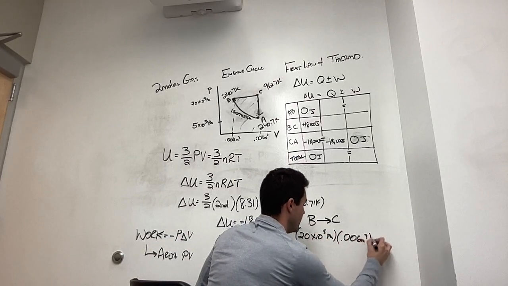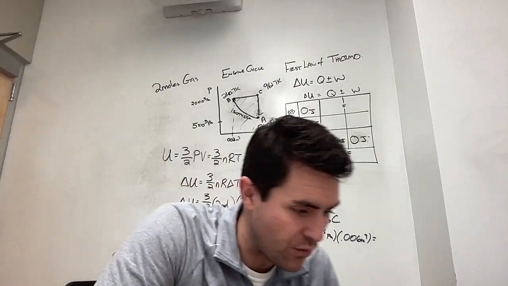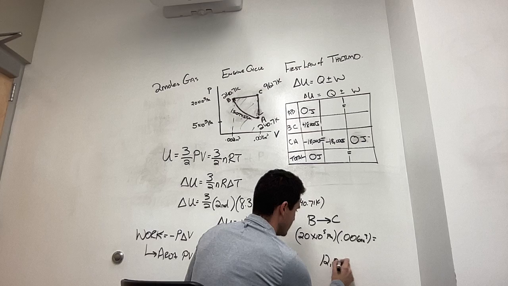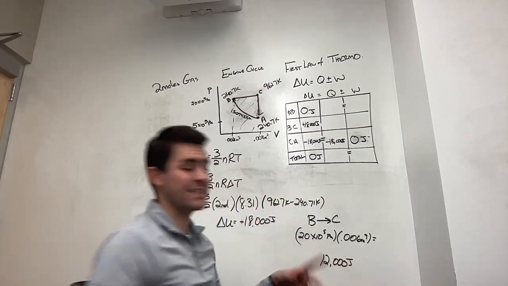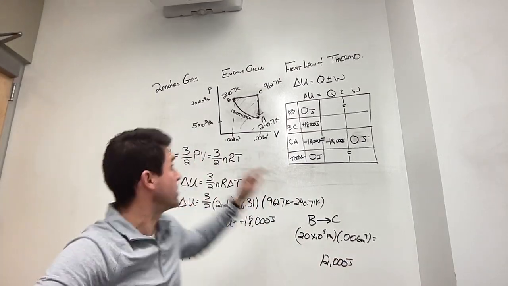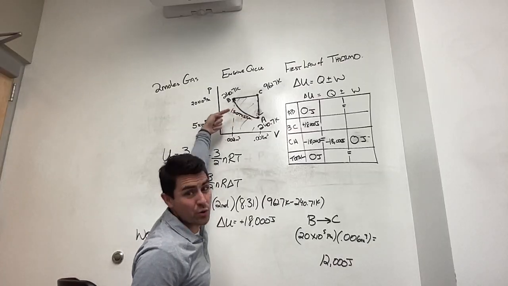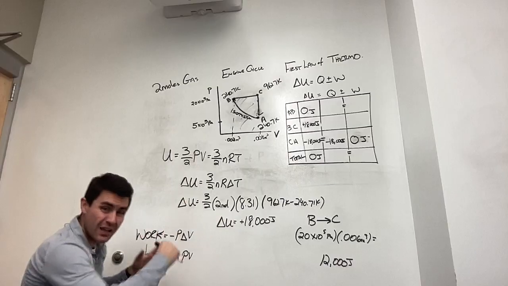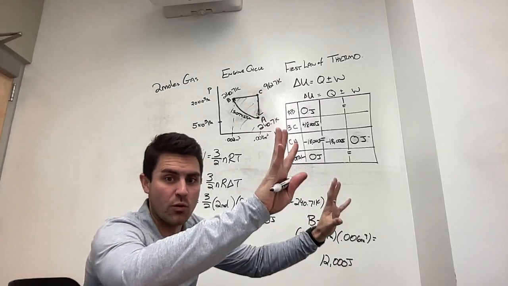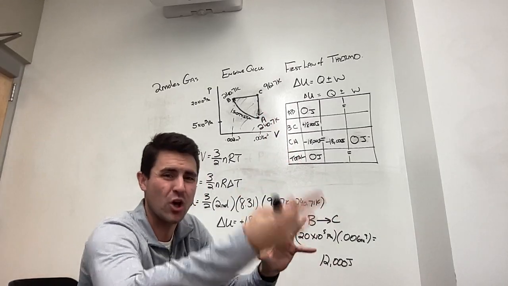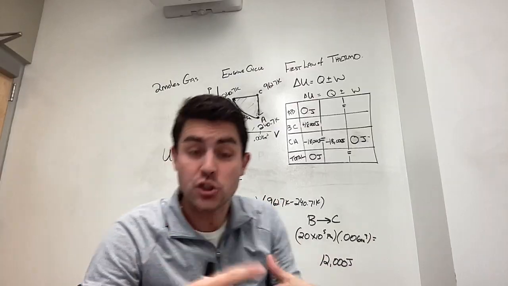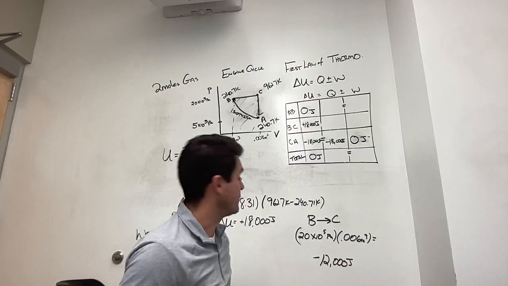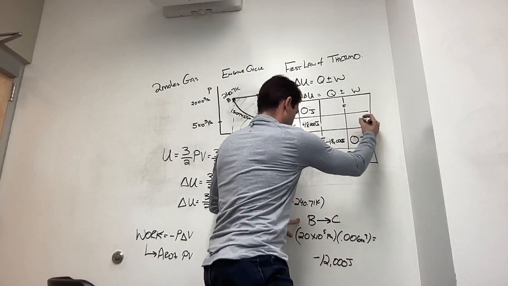0.006 meters cubed. That's going to be equal to, I've got it written down right here, from B to C, it's going to be 12,000 joules. And the question is, is that area positive or negative? Well, clearly the volume is increasing. So using my equation here, the volume gets bigger. That means the gas is applying an outward force. I would call that negative work because the gas is using its energy or losing energy. So we'll call that negative 12,000 joules of work from B to C for the work done.